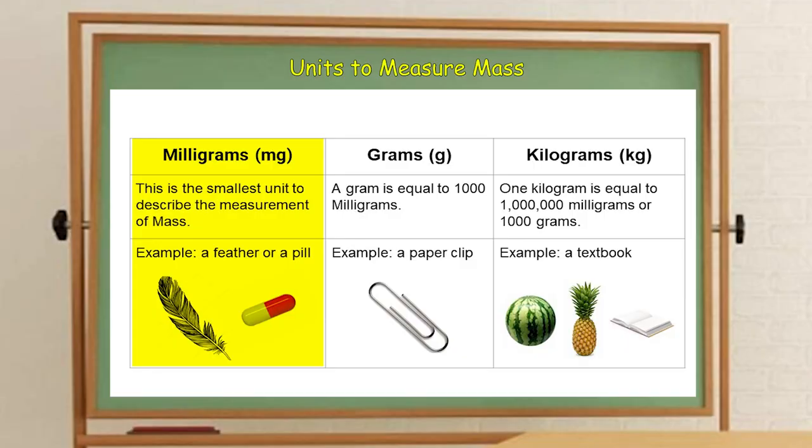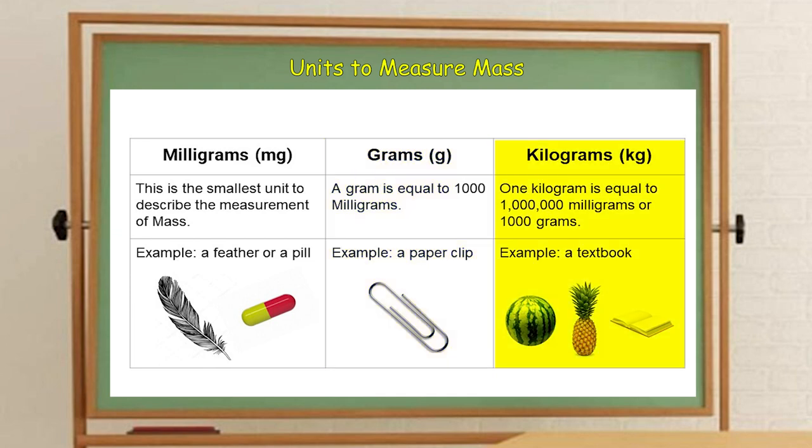Now let's move on to the various units of mass. First, we're going to discuss milligrams. Milligrams are represented by mg. This is the smallest unit used to describe the measurement of mass. When you think of milligrams, think of the weight of a feather or a pill, because pills or tablets are usually measured in milligrams. There is also grams. Grams are represented by the letter G, and a gram is equivalent to 1,000 milligrams. Whenever you think of grams, think of a paper clip.